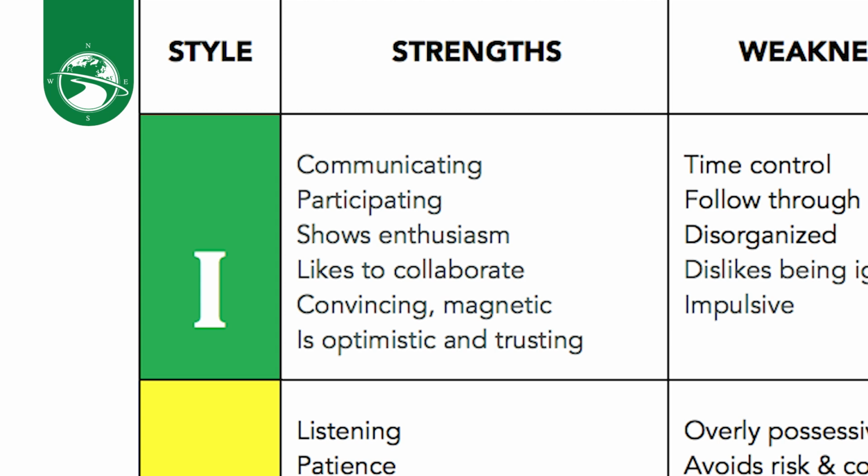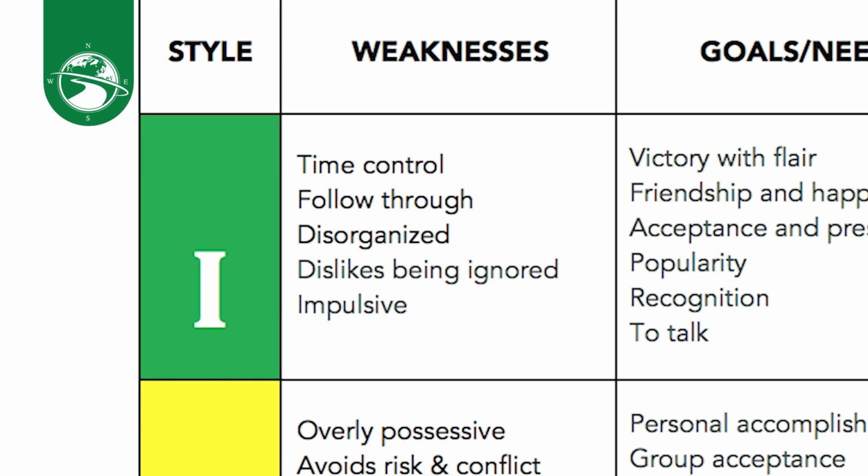that I talked about. Strengths: communicating, participating, showing enthusiasm, being very magnetic and convincing, optimistic and trusting. Weaknesses are going to be time control. High I's are the ones that show up late all the time, right? Follow through, disorganized, dislikes being ignored, can be impulsive.